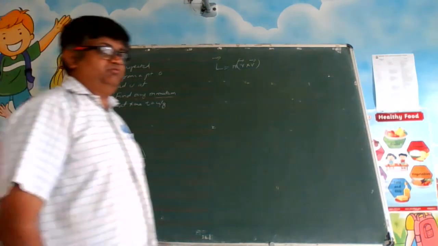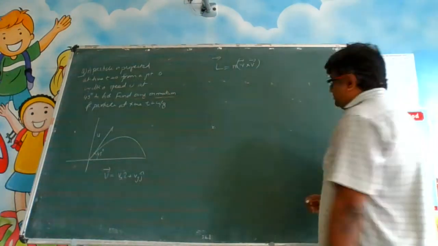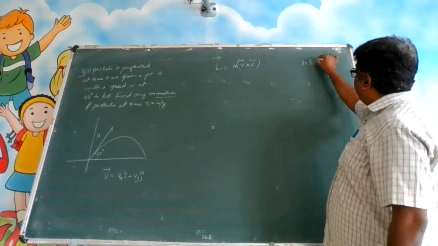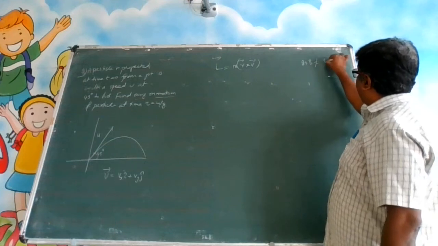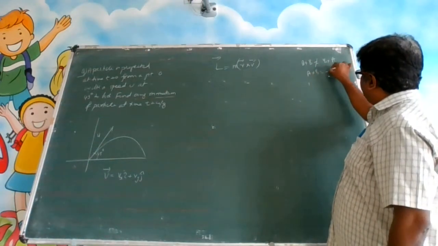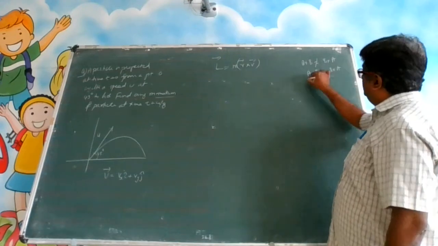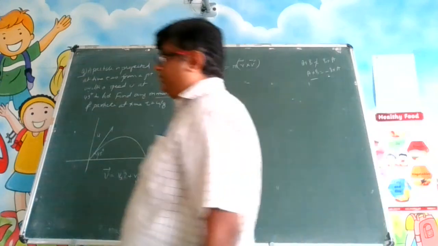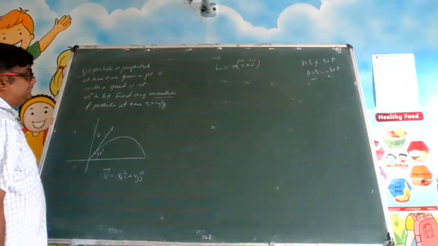Why we are so specific about directions is, see, in cross products I told you a cross b is not equal to b cross a. A cross b is basically minus b cross a. So if I write b in place of r and r in place of b, then the whole thing will go wrong. Okay.